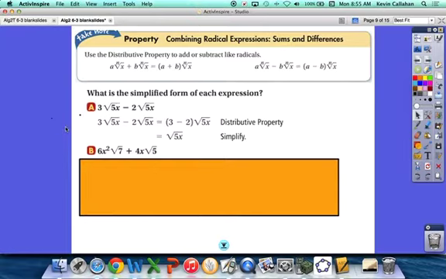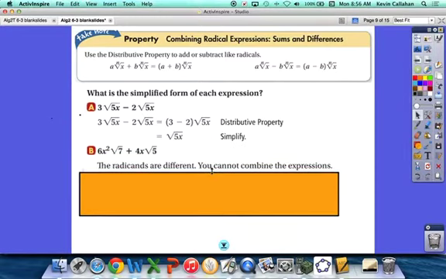How about the next one? Can we add them? Is the index the same? Yes. Is the radicand the same? No. So you can't add them. When you get something like that, you can't add them. You're done. Because what's inside is not the same, you cannot combine them.